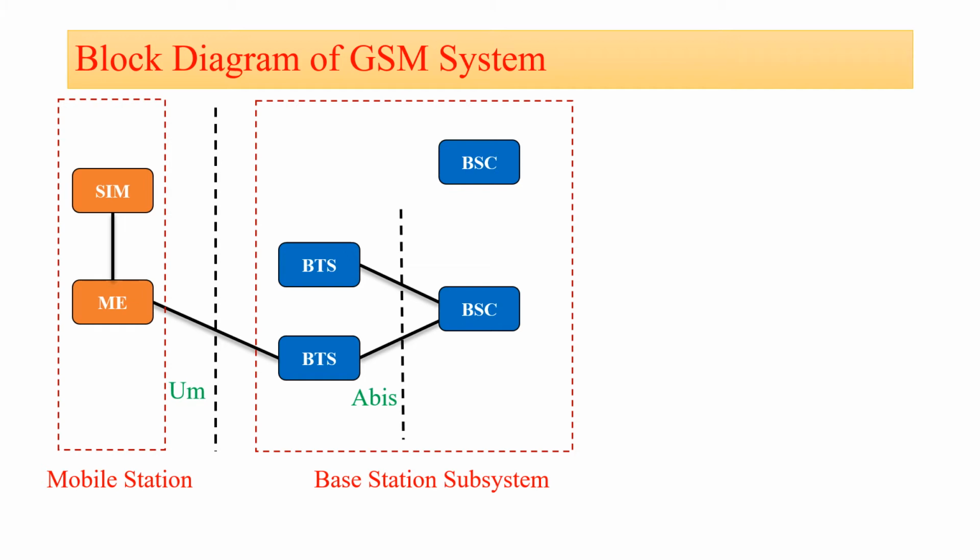Now the base station subsystem consists of the BTS, that is base transceiver station, and the BSC, that is base station controller. A base station subsystem consists of a base station controller and one or more base transceiver stations. Each base transceiver station defines a single cell. A cell can have a radius between 100 meters and 35 kilometers depending on the environment.